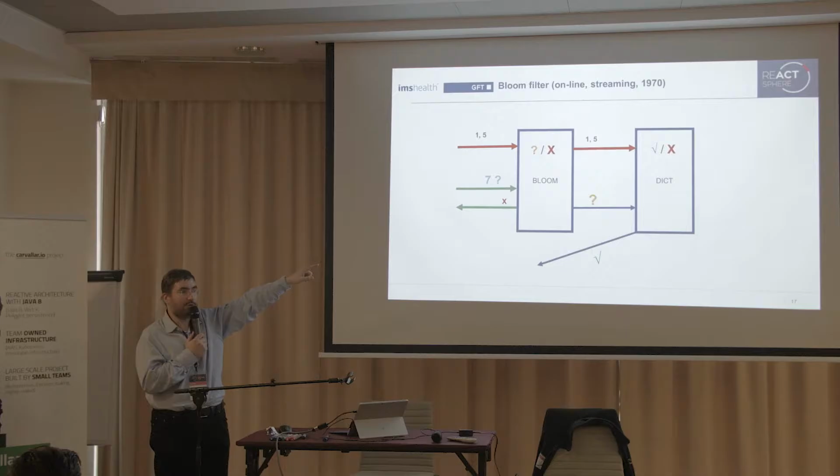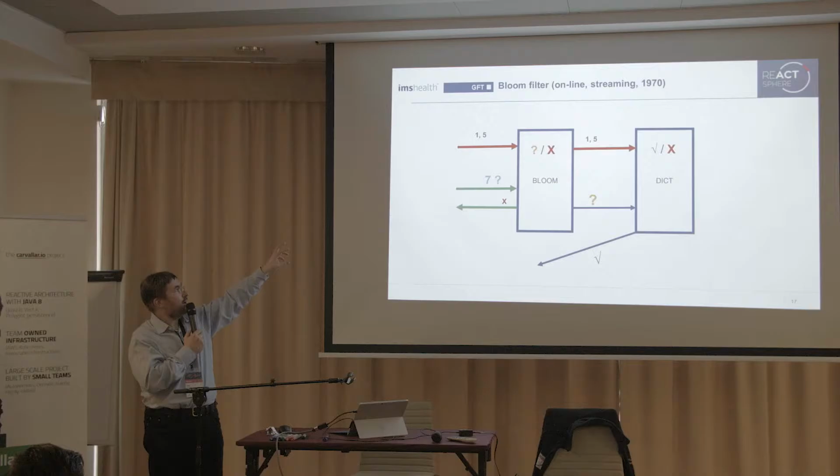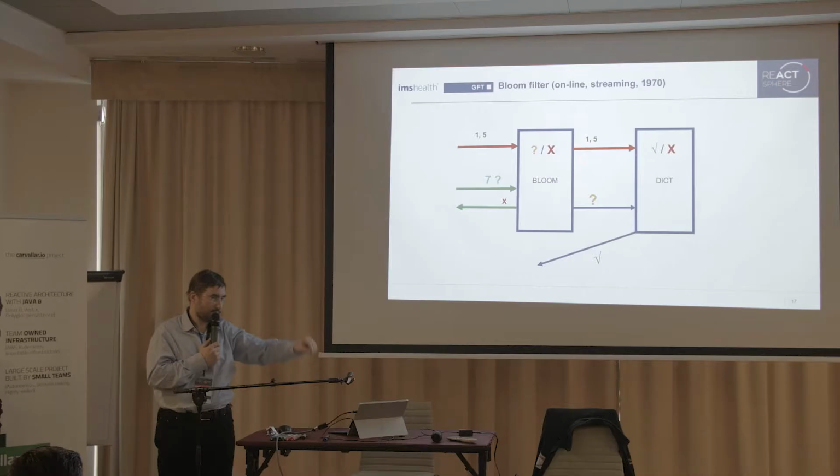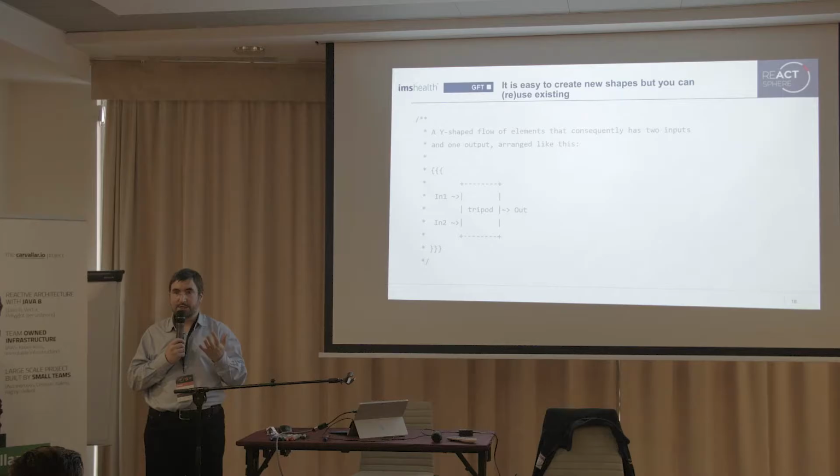But basically, if you look at the red and green arrows, you have one red input and one green input, the green for queries, the red for the data, and one red output for the data and one green output for the answers, right? So two legs in, two legs out. Okay, so it looks like I need a special stage for that.